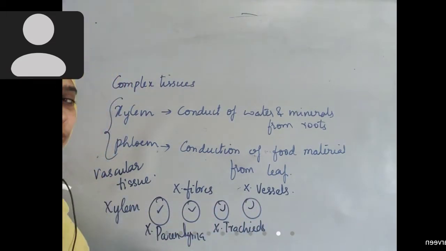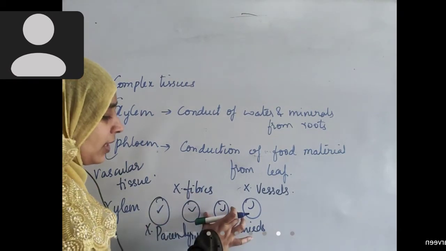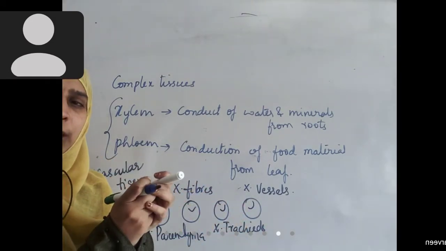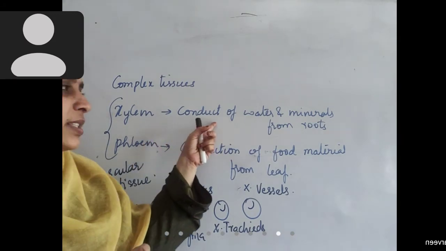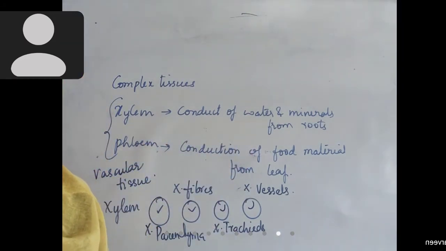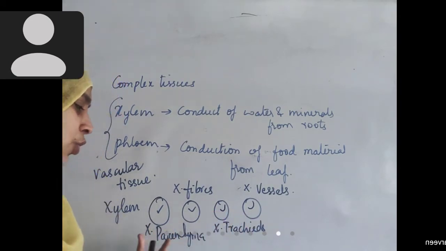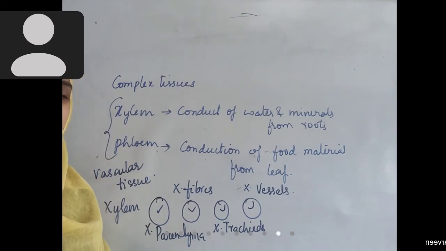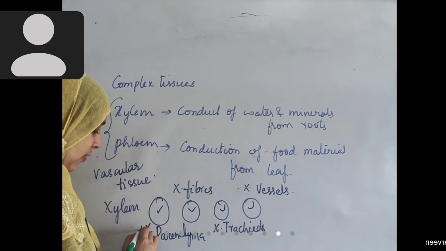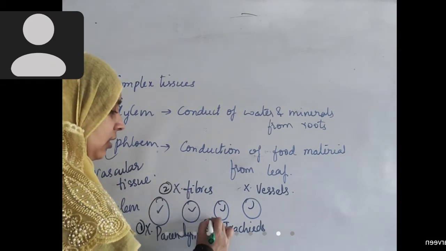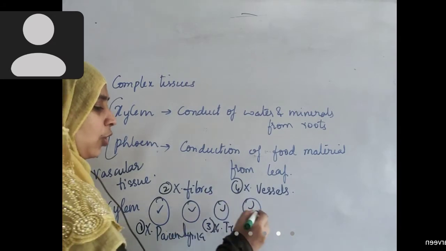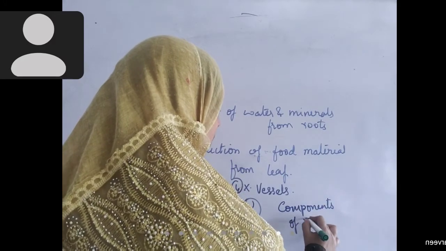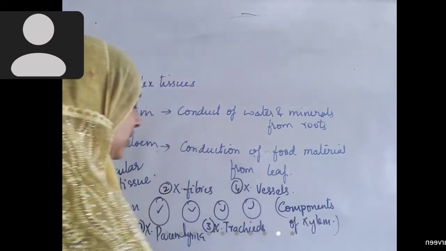One bundle of parenchyma will be present, one bundle of fibers, one bundle of tracheids, one bundle of vessels, and they all come together to perform a common function, that is conduction of water and minerals from the roots. So this is called the same one tissue only, but so many components are present. These are not different tissues. They are components of the same tissue, components of xylem tissue. That's why it is called a complex tissue.